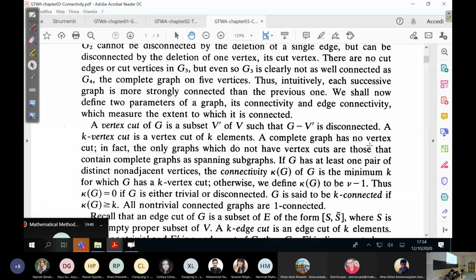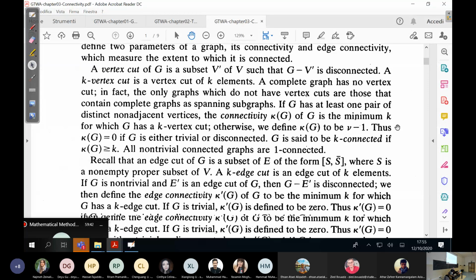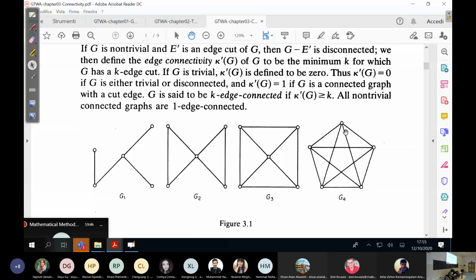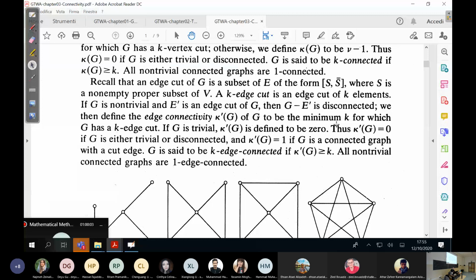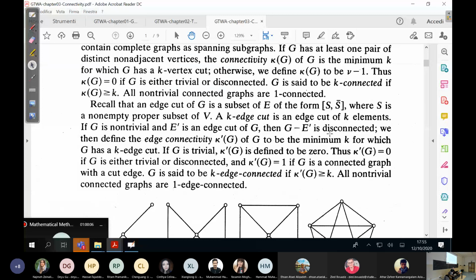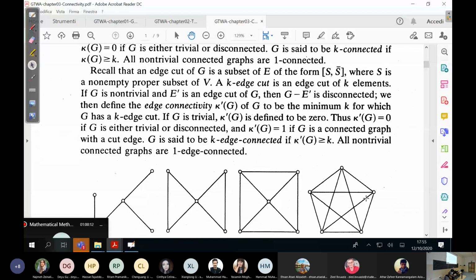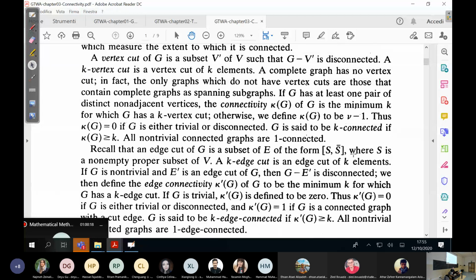A complete graph has surely no vertex cut. If you take a complete graph, if you delete this vertex, okay, this vertex is deleted, but you do not disconnect the graph. Are you with me? So it is never disconnected by deletion of a vertex or two vertices or three vertices. Whatever is left in a complete graph is surely connected. But, okay, a complete graph has no vertex cut.